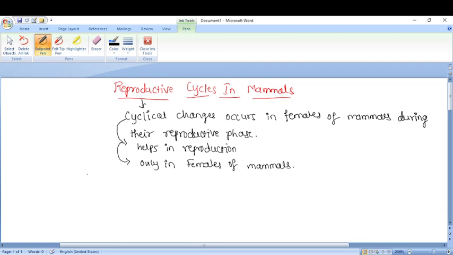There are mainly two types of reproductive cycles. One, the menstrual cycle. Another one is the oestrus cycle. Now let's see the difference between these two, the menstrual cycle and the oestrus cycle.